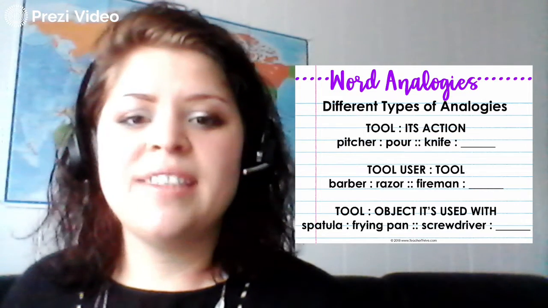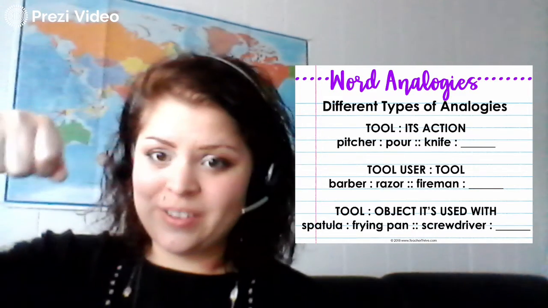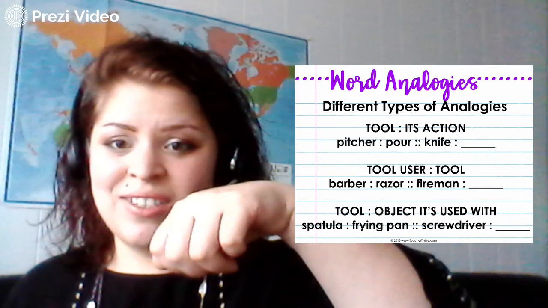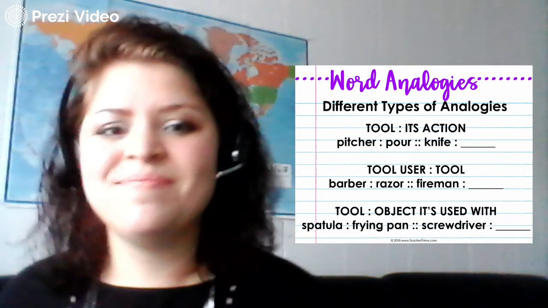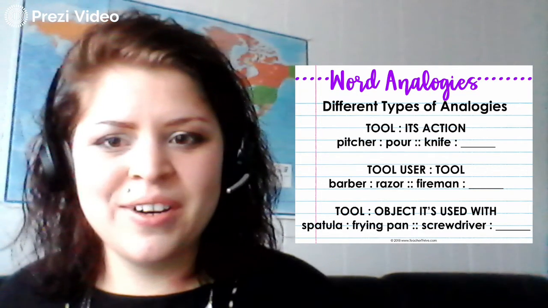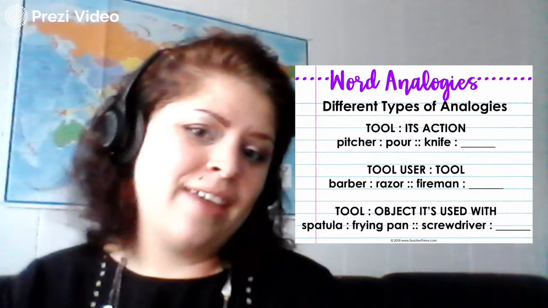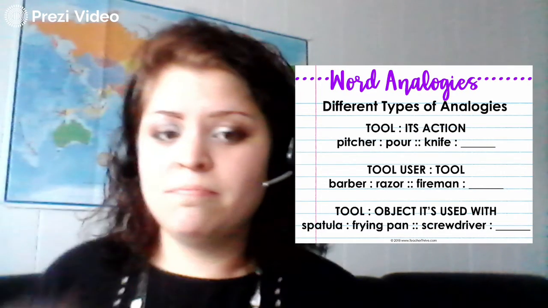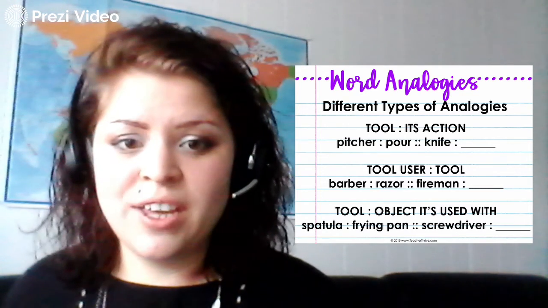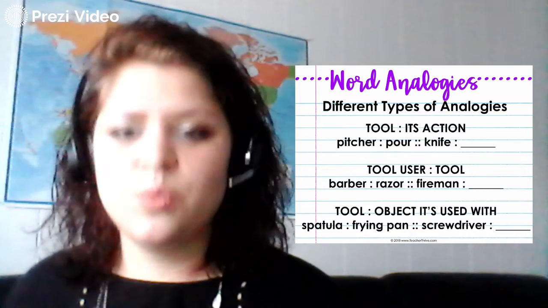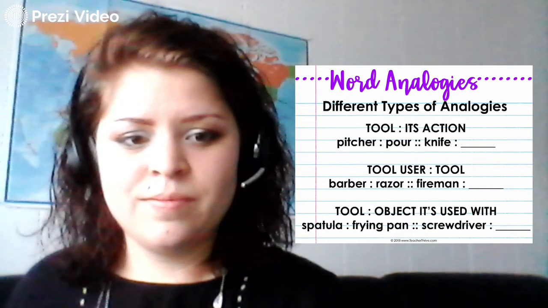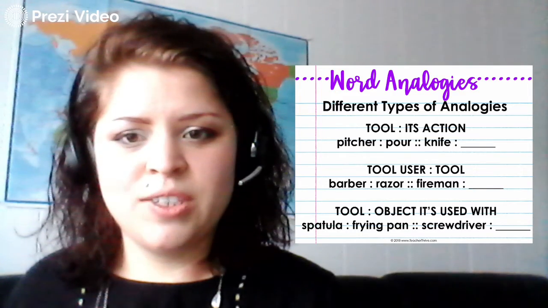We've got tool and its action. So a pitcher pours. Pitcher is to pour, as knife is to, what does it do? Cuts or slices. We've got tool user and the tool. Barber is to razor, as fireman is to fire truck. Tool and the object it's used with. Spatula is to frying pan, as screwdriver is to screws.